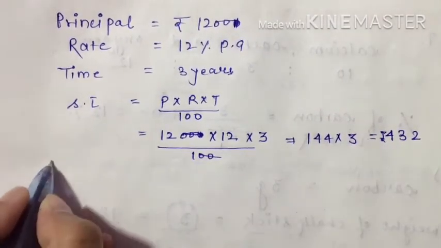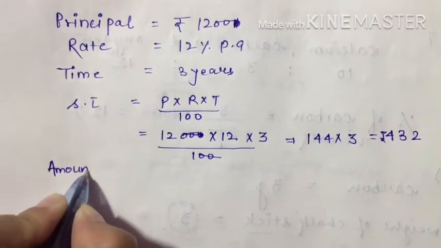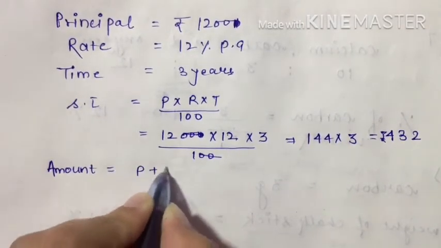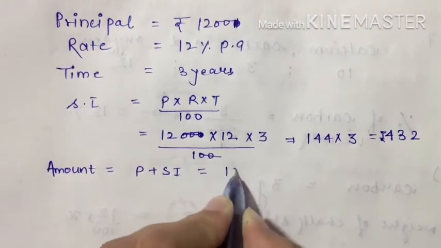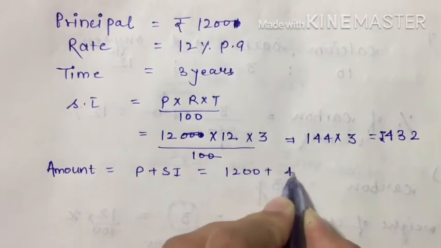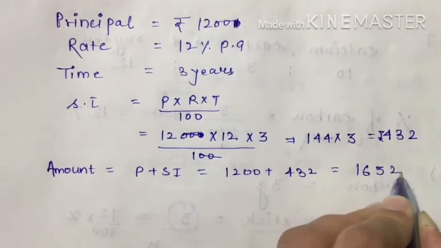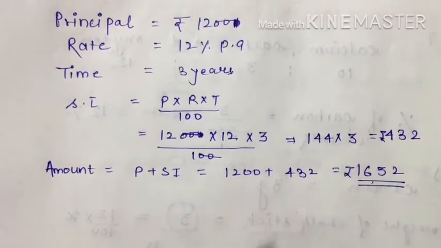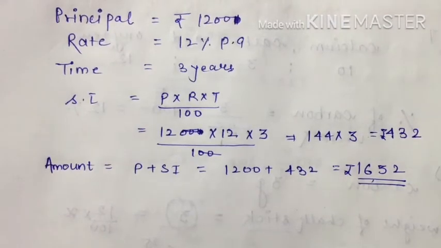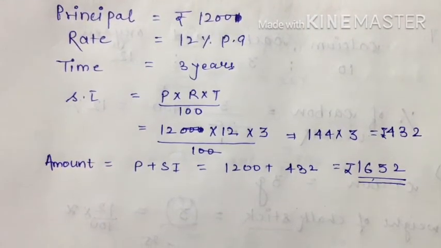But what do I have to find out? I have to find out the amount. Amount is equal to principal plus SI. What is my principal? 1200. What is my SI? 432. It will be 1632 rupees. This will be the amount to be paid.